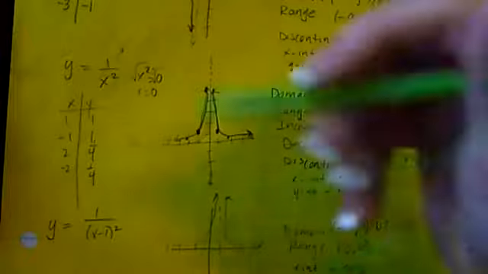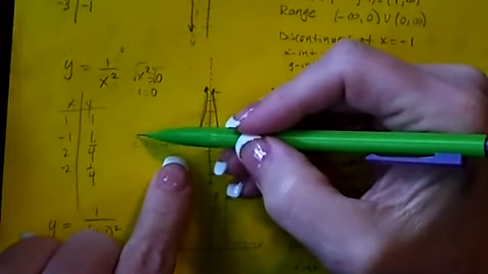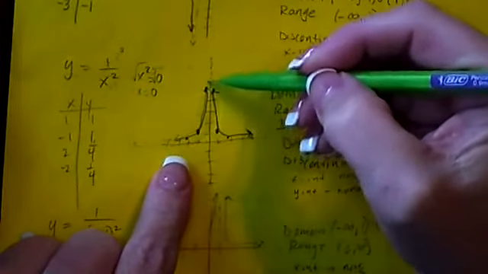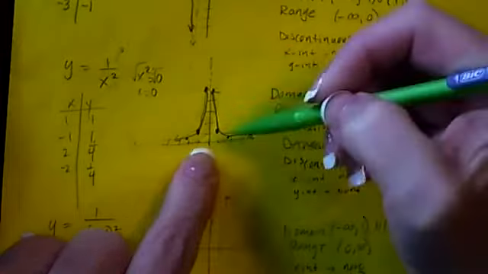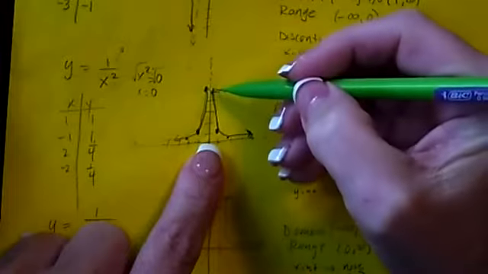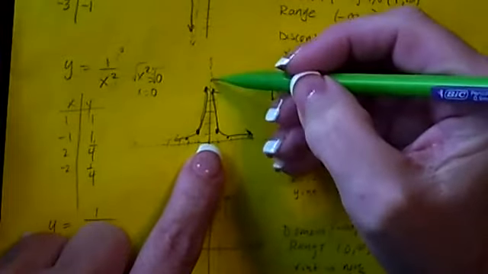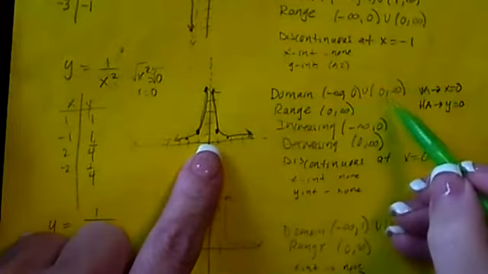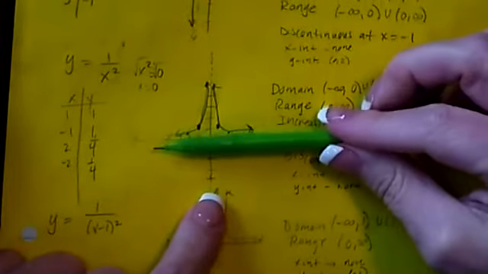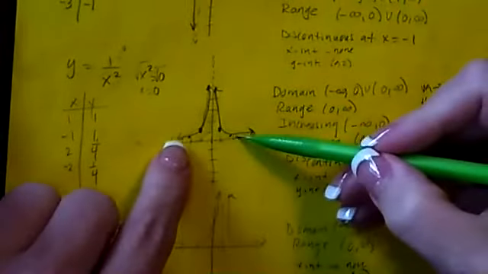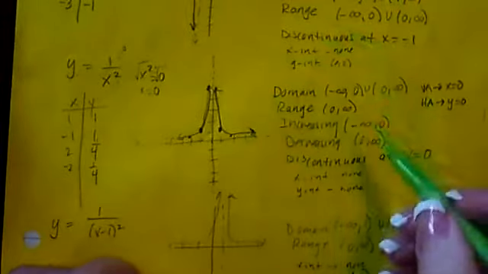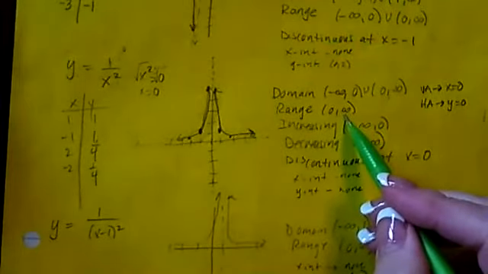Okay, let's look at our domain. Remember, our domain is our x values. Starting over here at negative infinity, it gets closer and closer to this asymptote, which is 0, but it never equals it, so that's why we have a parenthesis. Or we can go from 0 and continue on to positive infinity. Now let's look at our range. Our range is the same for both. It starts at 0 and just goes up to positive infinity. So range is 0 to positive infinity.